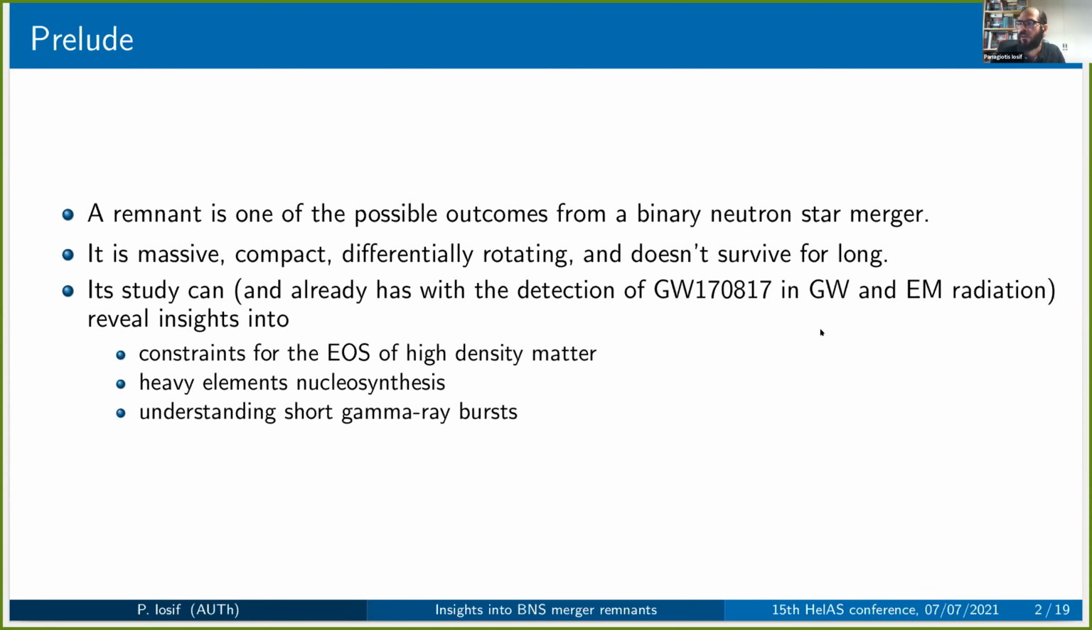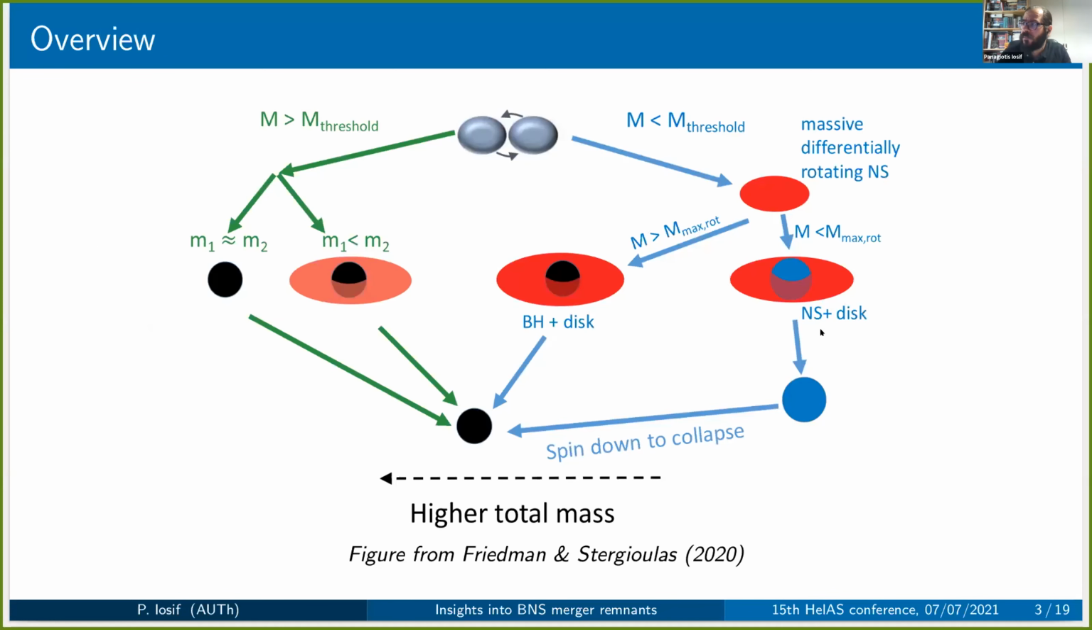So a remnant is one of the possible outcomes from BNS mergers. It is massive, it is compact, and at least in the first few milliseconds of its life, it is differentially rotating. And as it was already the case with the now famous detection of the event GW170817, it can inform us on constraining the equation of state, heavy element nucleosynthesis, and help us better understand short gamma ray bursts. And as I said, previous speakers have described most of this slide for me.